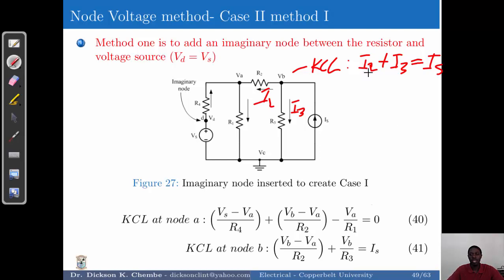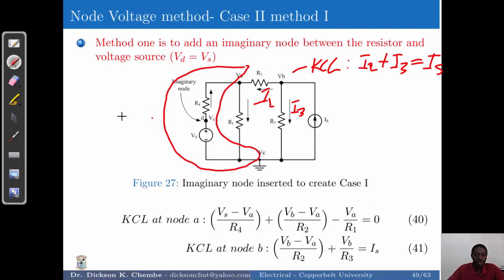So I2 in this case is Vb minus Va over R2, which is this one. And then I3 is Vb minus Vc, which is 0, minus 0, over R3, which is this one. And this is how you solve when you have case 1. And you create equations that way.